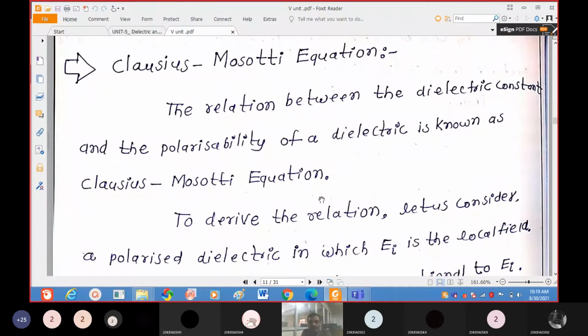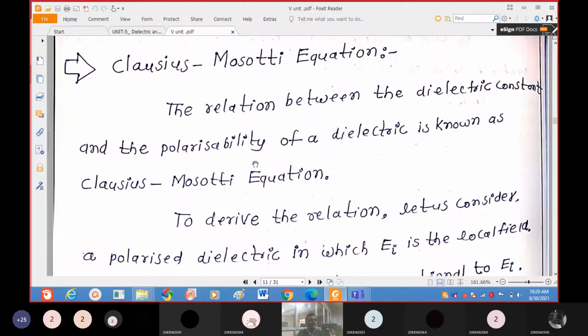Clausius-Mosotti equation. The relation between the dielectric constant and the polarizability of a dielectric is known as the Clausius-Mosotti equation. Polarizability is a microscopic property, and the dielectric constant is a macroscopic property. We can easily calculate the dielectric constant for any material, but calculating the polarizability is very difficult because it is a microscopic property.